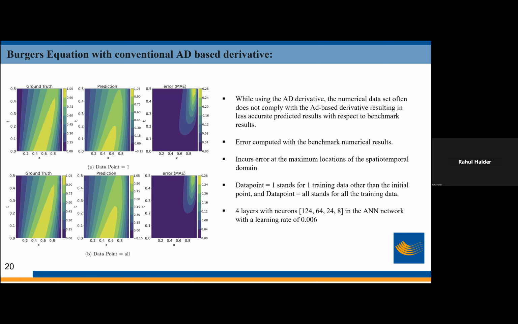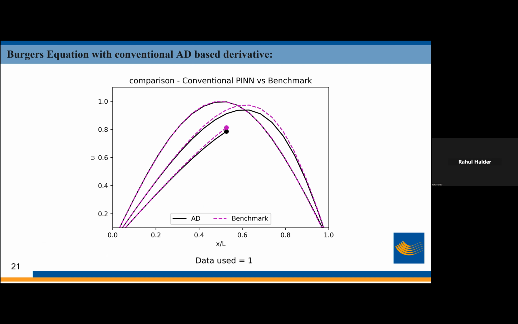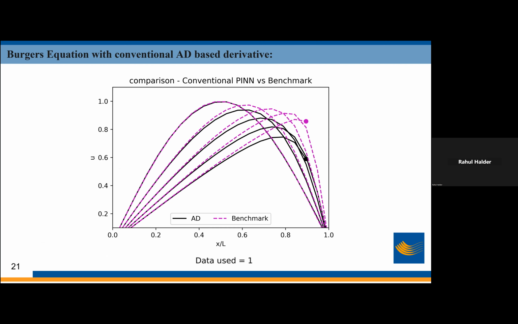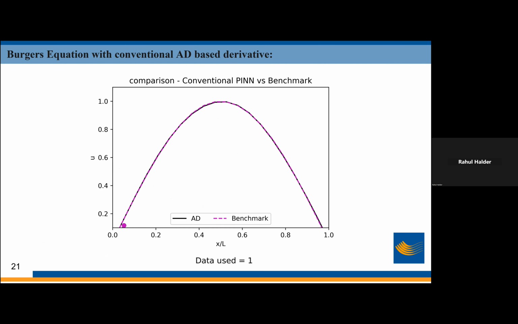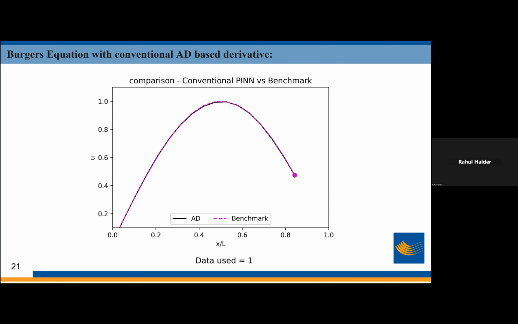So then I have shown it for the Burgers equation with AD-based derivative. The one I was telling is that the way we have generated the numerical data and the AD-based derivatives are not compatible with each other. So of course, I have got some other solution from the PINN framework, which will be different from the discretized solution from the numerical discretization that I have used for solving the Burgers equation.